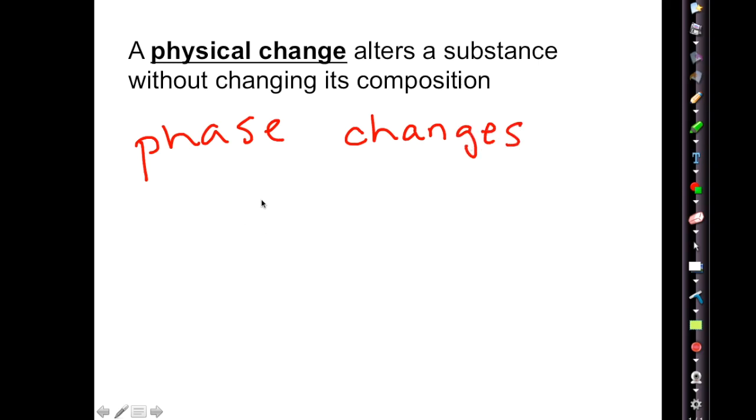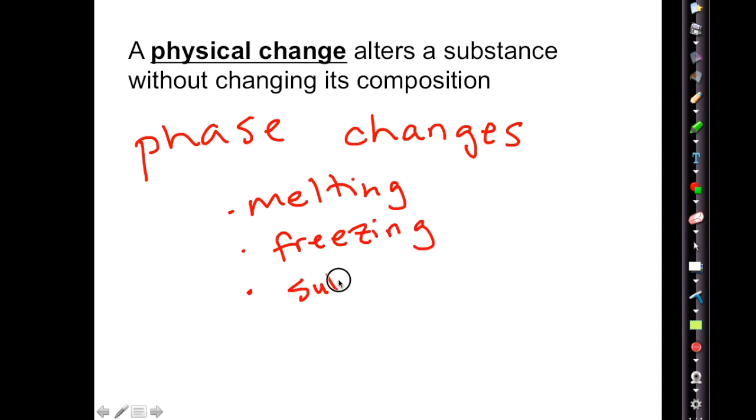So this would be, for instance, melting, right? Melting is a phase change. This would include freezing, opposite of the process of melting. This would include sublimation, where we go directly from a solid to a gas. And there are, of course, other phase changes as well.